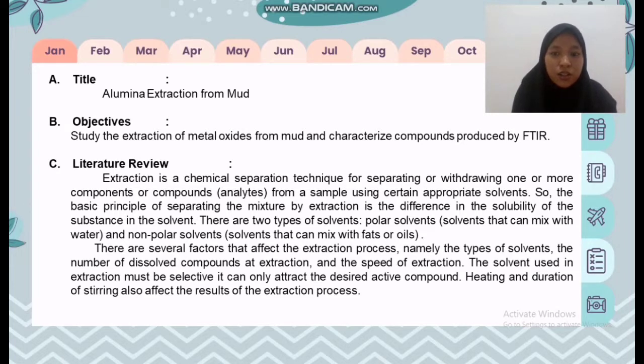There are several factors that affect the extraction process, namely the type of solvent, the number of dissolved compounds, and the speed of extraction. The solvent used in extraction must be selective. It can only extract the desired active compound. Heating and duration of stirring also affect the result of the extraction process.